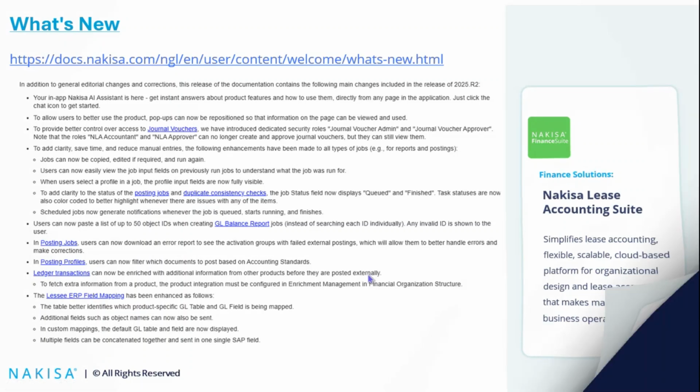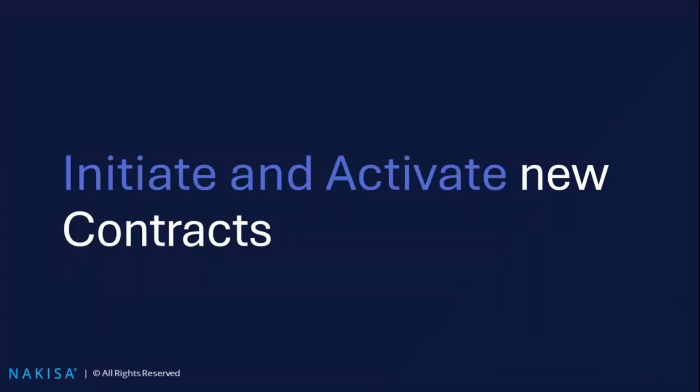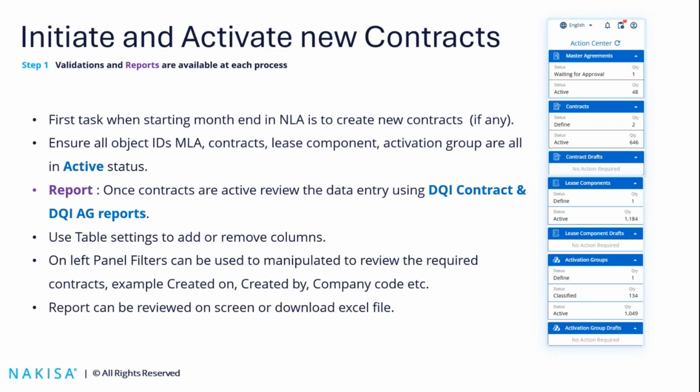Okay, I will keep going. The first step, as we mentioned, is to initiate and activate new contracts. The first task when starting a month end in NLA is to create new contracts, if any. The user wants to ensure that all the objects are created and active, from the master agreement all the way down to the activation group. We want to make sure that none of them are in defined status, and if one is, investigate. And we want to make sure that you activate the new contracts that you may have.